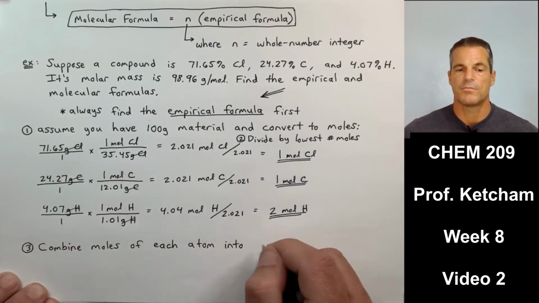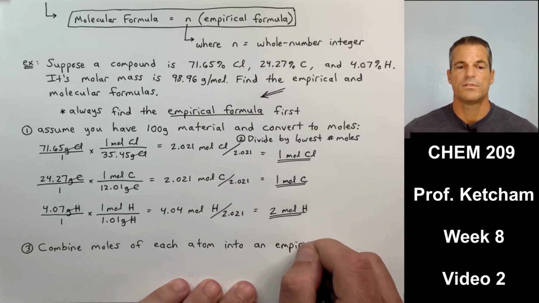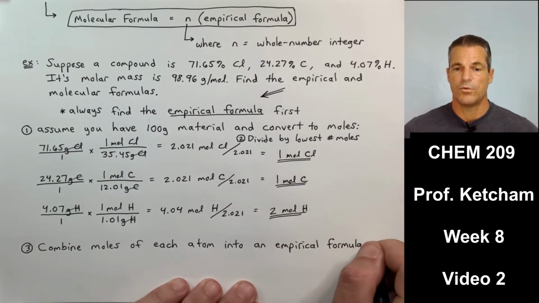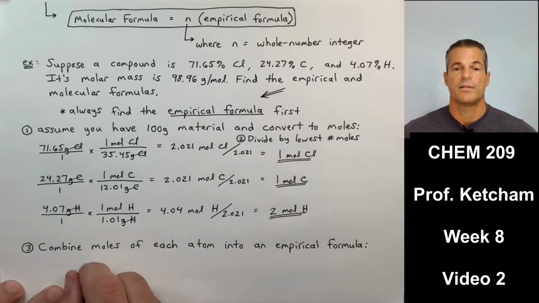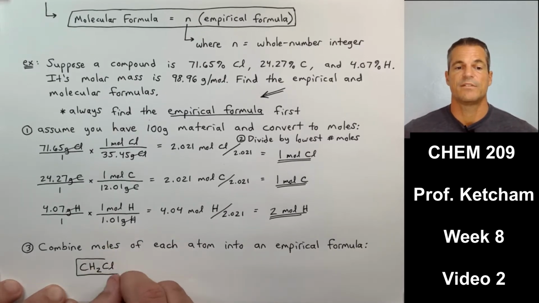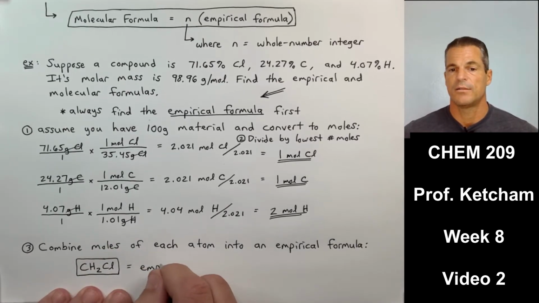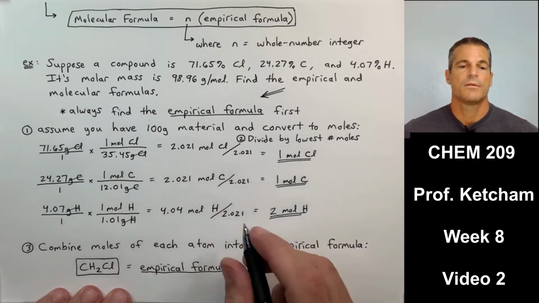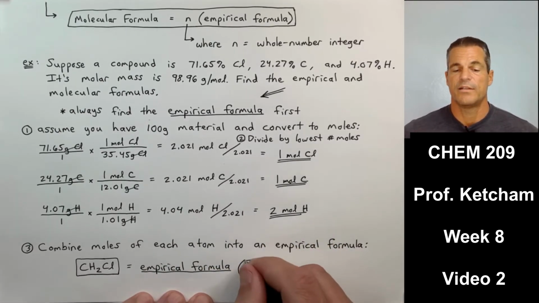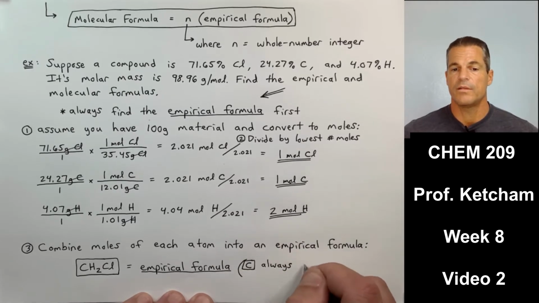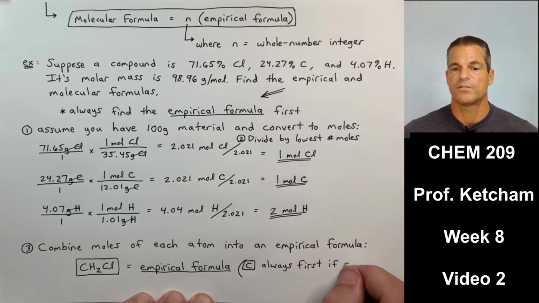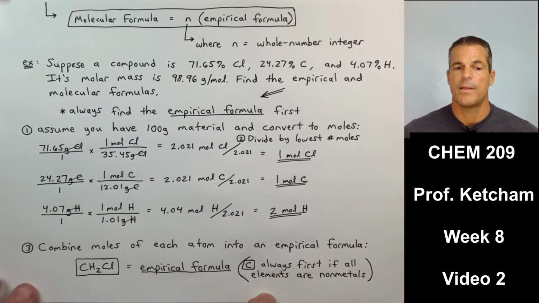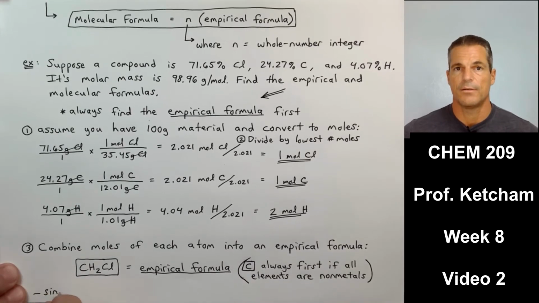Step 3 of this process is to combine moles of each atom into an empirical formula. All right, so if you look up there, we have CH2Cl. You might be wondering why I started with carbon, and let's make a little note on why I did that. It says carbon is always first if all elements are nonmetals, and these are all nonmetals, so it's CH2Cl. All right?